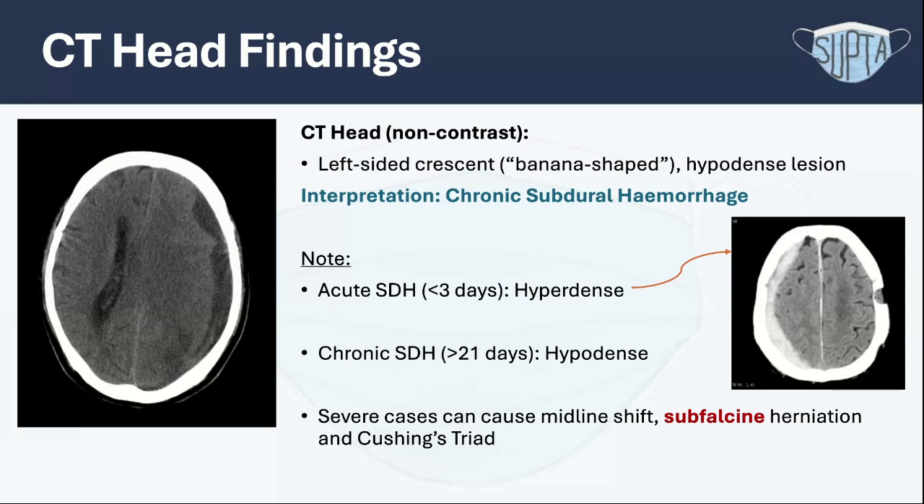The key point is that the CT appearance, the time course, and the symptoms all fit together really well. And this is a left-sided chronic subdural hemorrhage. Anyway, going to the next one.